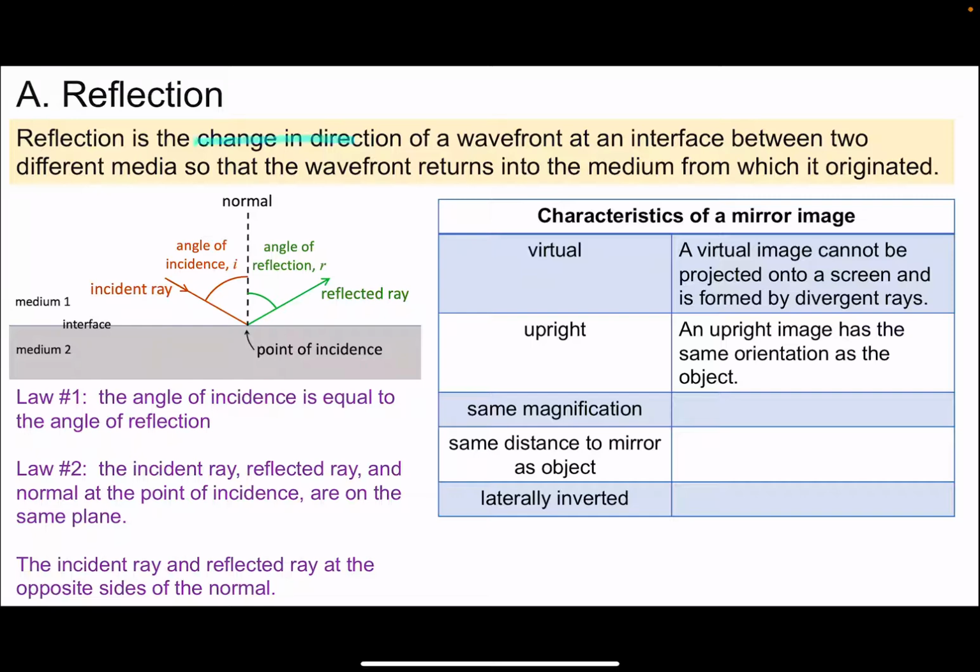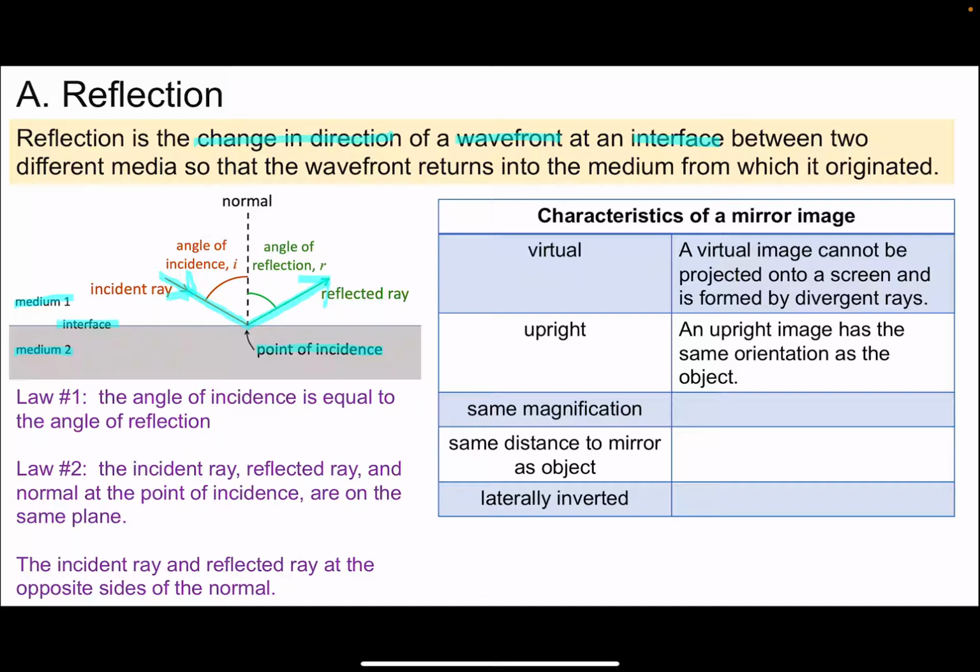Reflection refers to the change in direction of a wavefront at an interface between two different media. So here we have medium 1 and medium 2, and the interface between medium 1 and medium 2. And we have an incident ray that comes from medium 1. It hits the interface at the point of incidence and is reflected back into the same medium 1. So that is reflection. So reflection refers to the change in direction of a wavefront at the interface between two different media so that the wavefront returns into the medium from which it originated.